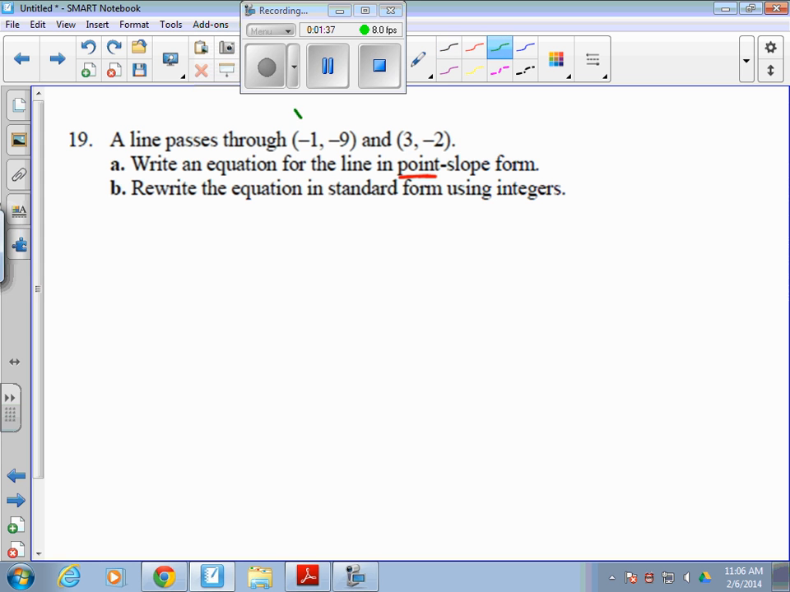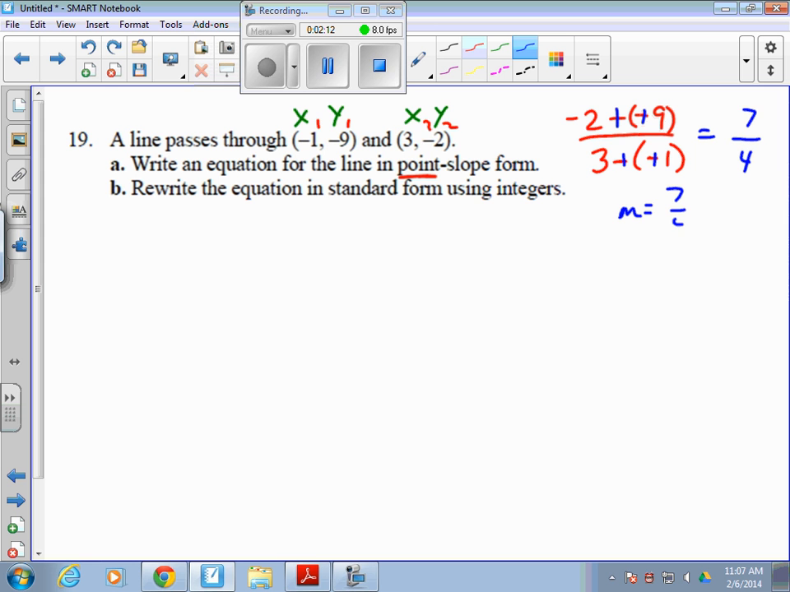Your slope formula says slope equals y sub 2 minus y sub 1 over x sub 2 minus x sub 1. In this case, y sub 2 is -2 minus y sub 1, which is -9. Right there, we have minus a negative. That means we know to add that. Over x sub 2, in this case 3, minus x sub 1, again minus a negative, which tells us to add these. So -2 plus 9 is going to be 7, and 3 plus 1 is 4. So your m value, or your slope, is 7/4.